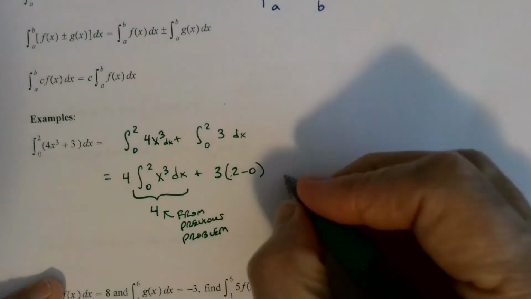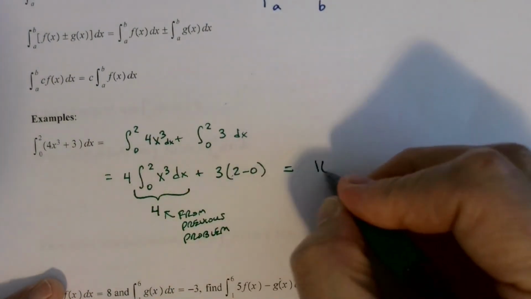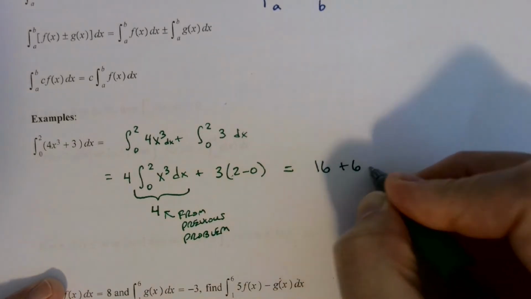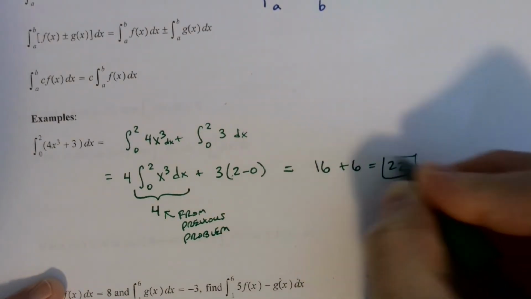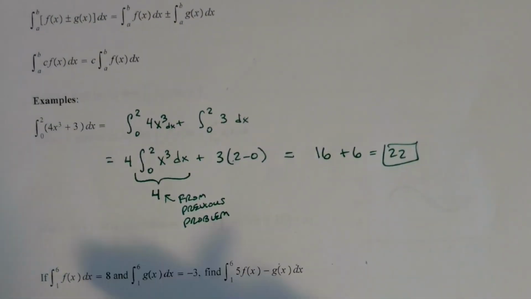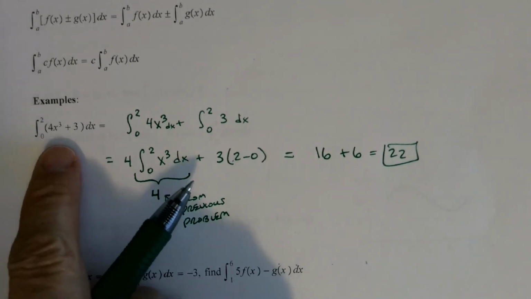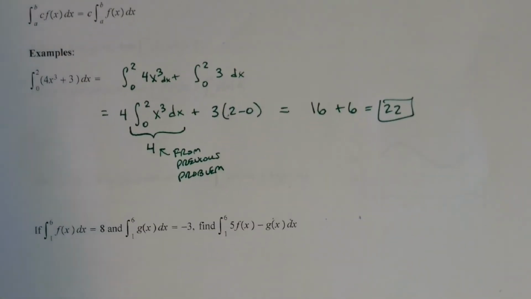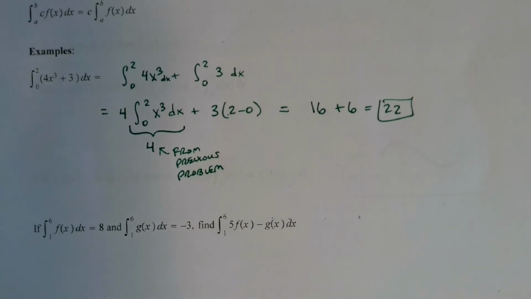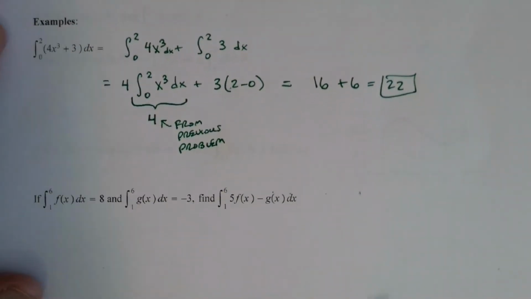At any rate, what are we going to get? 4 times 4 here is 16, 3 times 2 is 6, and we get 22. Now this is not the way we will always be doing this definite integral. We'll obviously talk about the fundamental theorem of calculus later, but this is about getting used to these things.